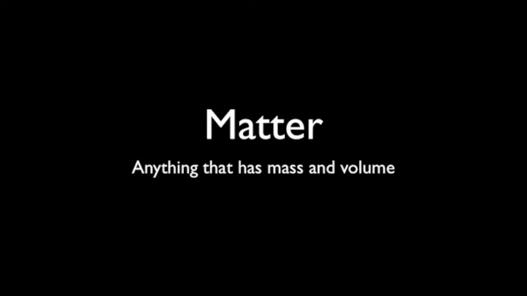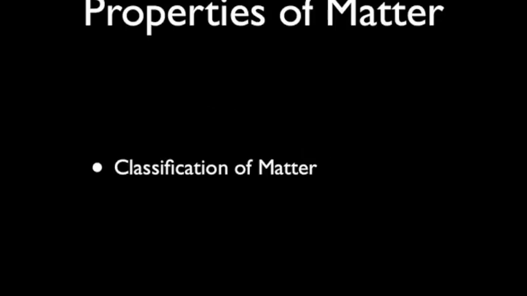Today's video is going to deal with matter and how we go about classifying matter. So first of all, a quick and simple definition of matter would be anything that has mass and volume, which is nearly everything, with the exception of perhaps energy, which comes in various forms. So we'll deal with the properties of matter and how we would go about classifying matter.